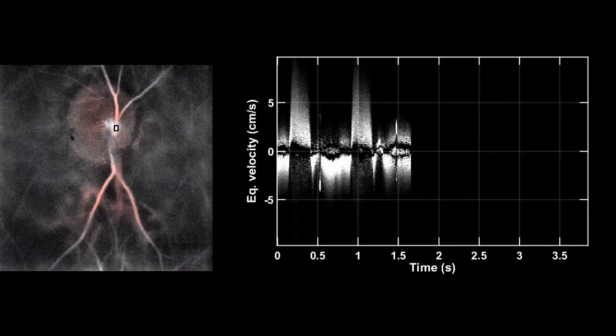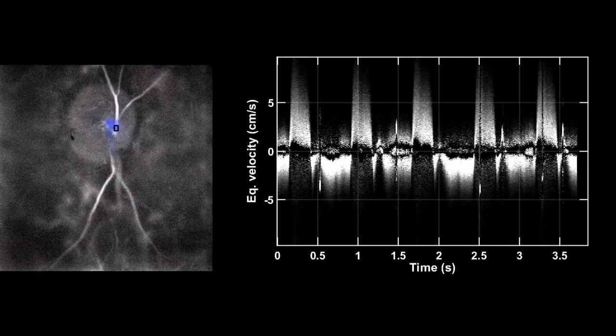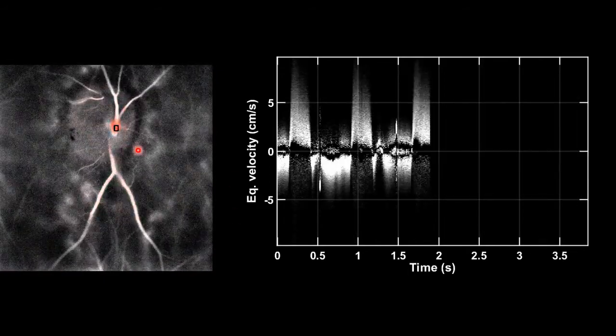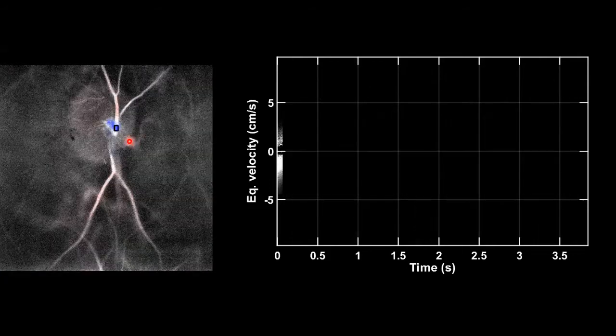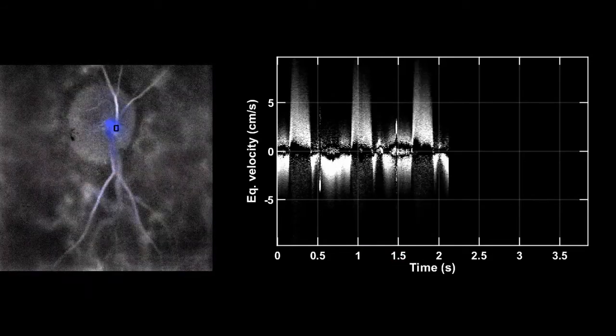So we show this with this video of blood flow on the left, so directional blood flow contrast that changes with the pulsatile changes of blood flow, and here is the spectrogram that changes accordingly. So this video is also on the YouTube channel.